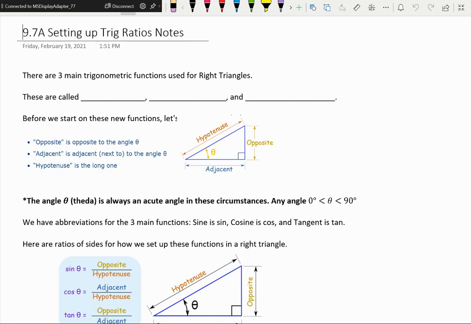This book publisher does all of trigonometry in one section when it should really be a chapter. It's way too much. So instead of doing it in one section in one day, which is bananas, I have divided 9.7 into 9.7a, 9.7b, 9.7c, and 9.7d. So today we are just going to do A.